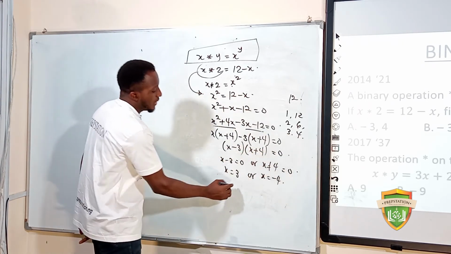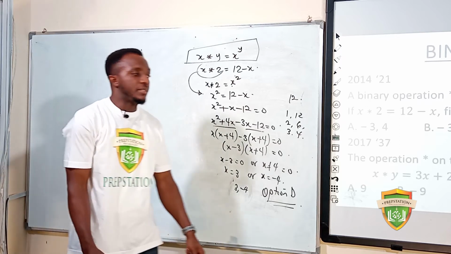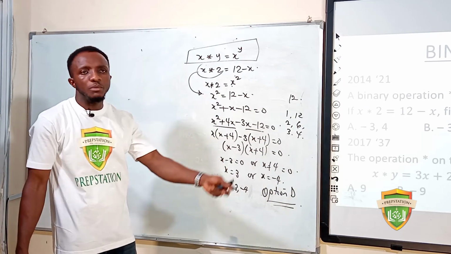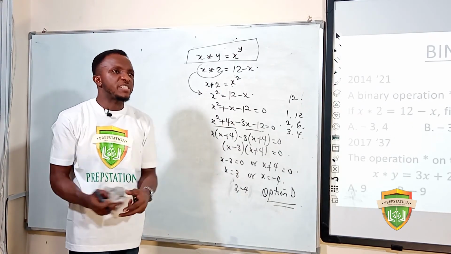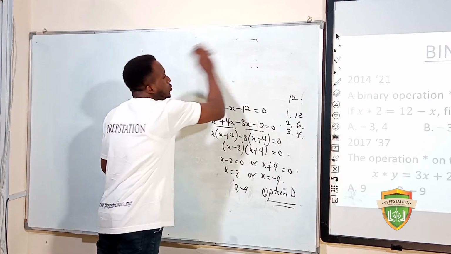So can you see my answer? The correct answer, 3, negative 4. That is D. So option D is the correct answer. That is how simple it is. So just one or two more questions on the binary operation and then we move. So you can press pause at any point and press play to get what I have taught you so far.